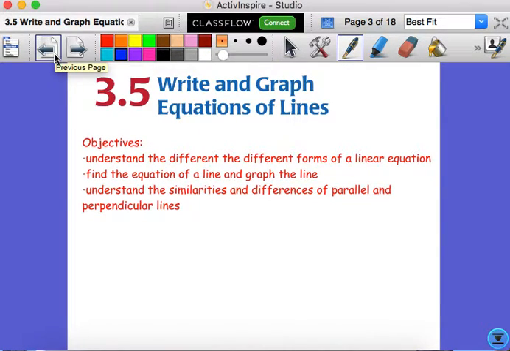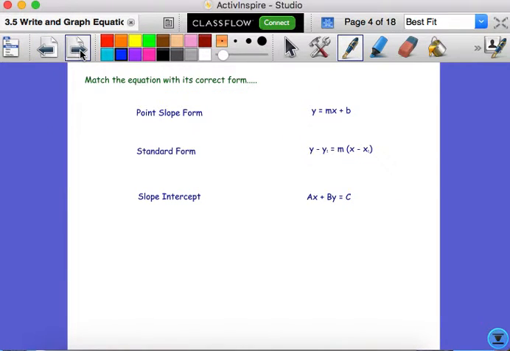Today we're going to be looking at writing and graphing equations of lines. So to begin, we are going to skip over the warm-up today. You're welcome to try that on your own, but for sake of time with the video, I'm going to go ahead and jump into the new content.